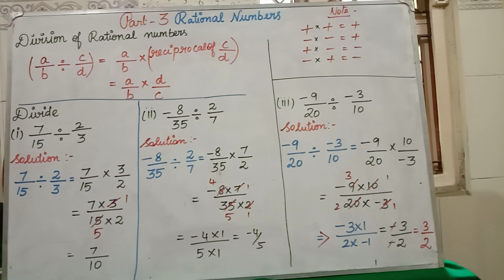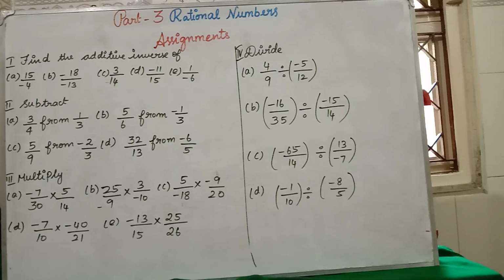So what have we learned? Addition of rational numbers we learned in part 2 video. Now in part 3 video, what are the things we have learned? We have learned subtraction of rational numbers, multiplication of rational numbers and division of rational numbers. So based on these 3, I am going to give you the assignment. Work it out neatly so that you will be more clear about this. Okay, note down the assignment questions. Students, this is your assignment.